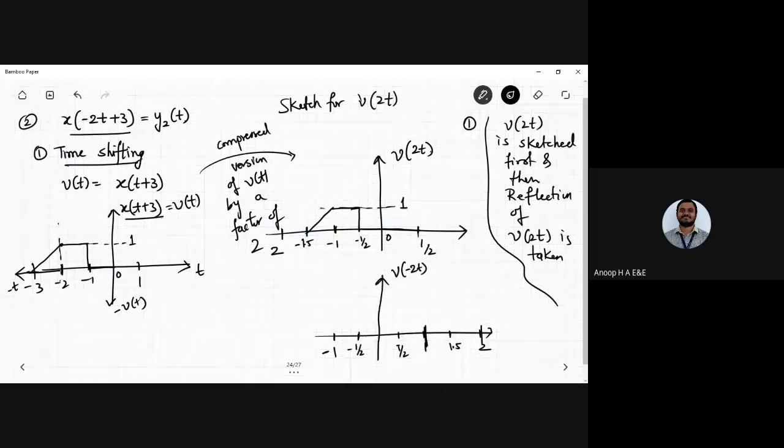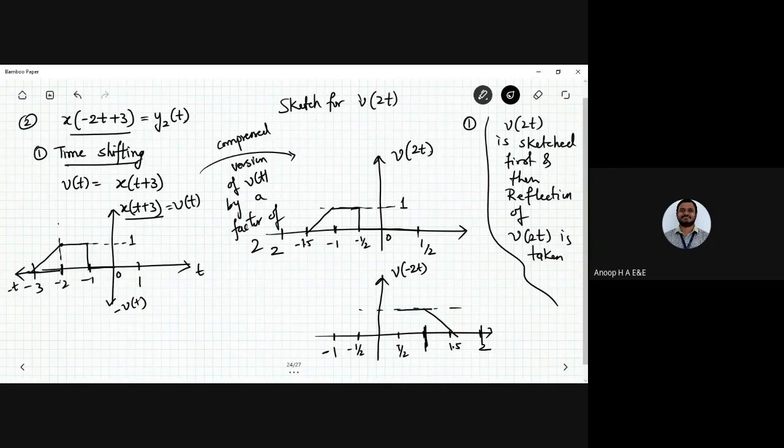So for your understanding, let me represent it like this. It is from 0.5 to 1, you're going to have a ramp signal like this, and 1.5 to 1, you're going to have a ramp signal like this. This is how it is represented. So this is the reflected version of the signal, v of minus 2t, that is the original signal y2 of t. So do specify the conditions and see to it that you get the conditions right.